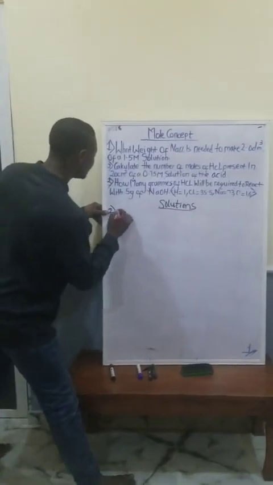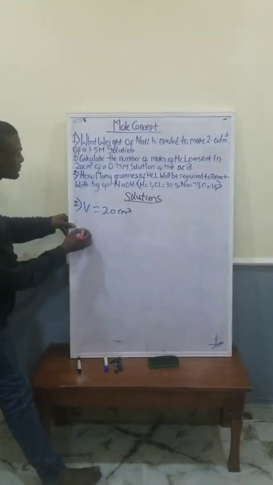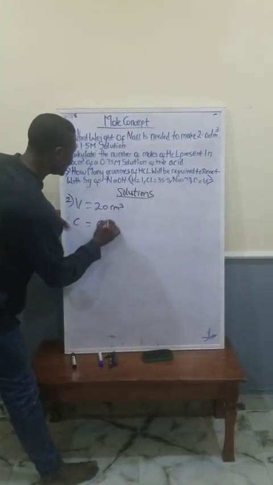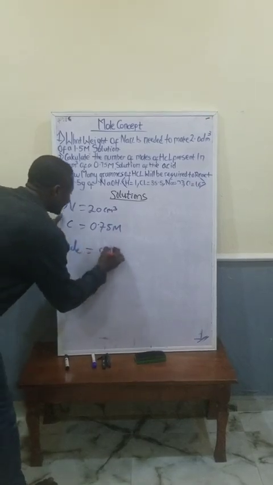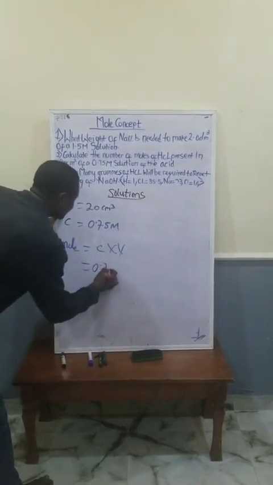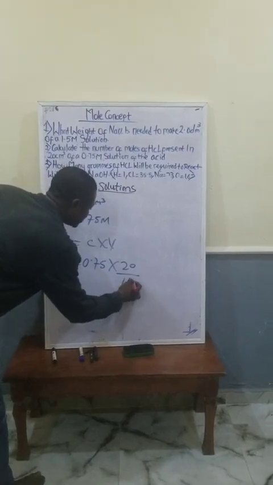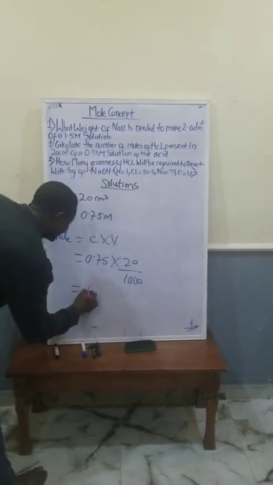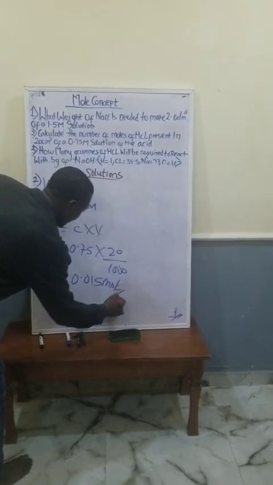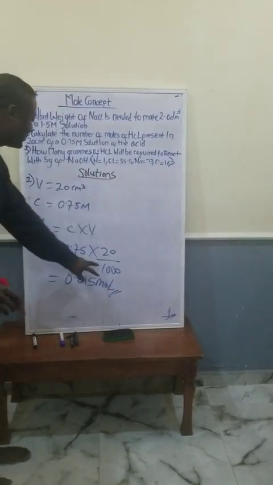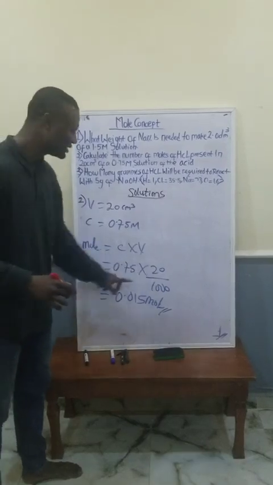The parameters given: volume is 20 cm cube, and concentration is 0.75 molarity. To find our mole, you simply say C times V. My C is 0.75, times 20, divided by 1000. So your final answer will be 0.015 mole. It is easier this way. Or you can divide your 20 by 1000 before solving, but you cannot skip the division.